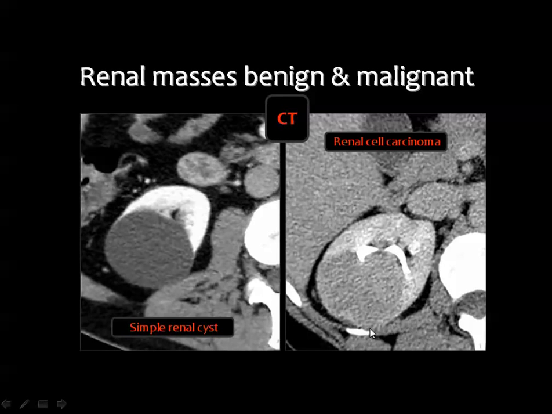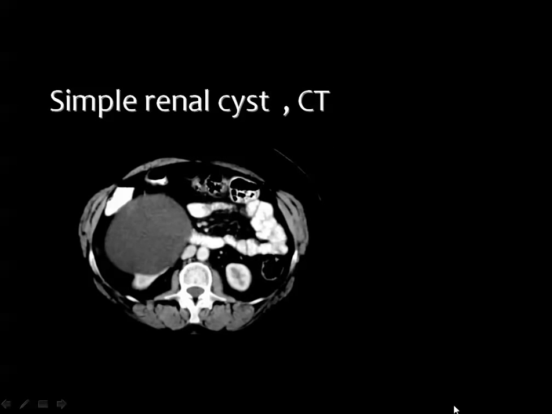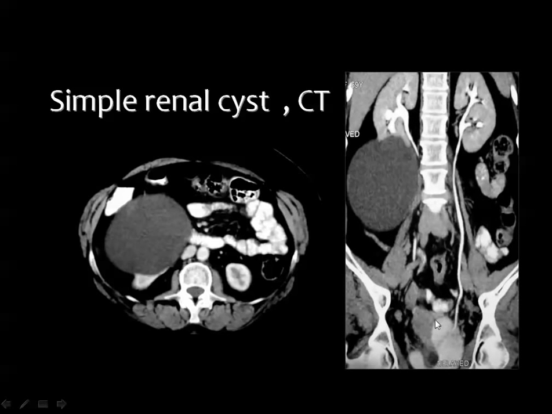And you know that the most common by far solid renal tumor is the renal cell carcinoma in adults. And this is a classic appearance of a simple renal cyst by ultrasound. This is the kidney, and this is the simple renal cyst showing fluid echogenicity. Then by CT, you can see this is the right kidney, and this is a simple renal cyst. And if you reconstruct the image, you can see that this cyst is arising from the renal lower pole, and the renal function is preserved, and the ureter is also okay, and the left kidney is good.